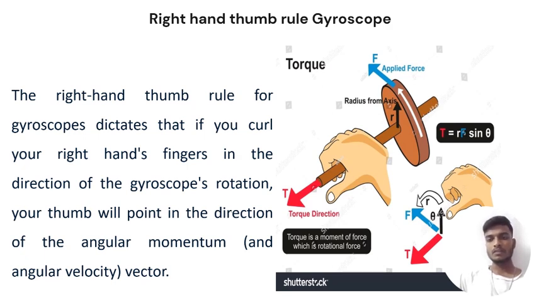Here you can see the formula for torque. T is equal to r f sin theta. T represents torque, r represents the radius from the spin axis, f is the force applied on the disc, and theta is the angle of rotation.